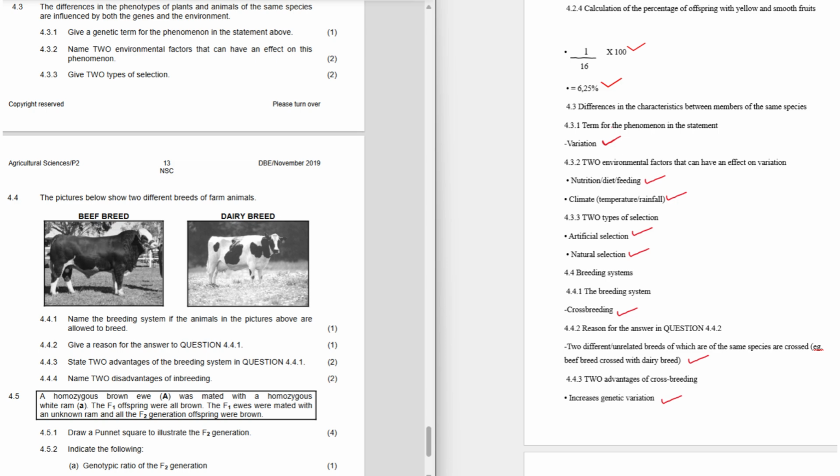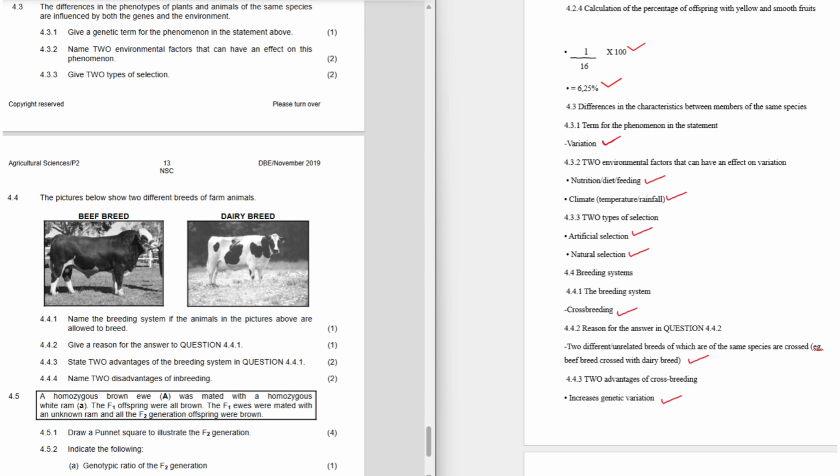It produces hybrid vigor. Hybrid vigor basically is when an offspring has increased performance. This is when the progeny is better than the parent, when the progeny performs better than the parent.